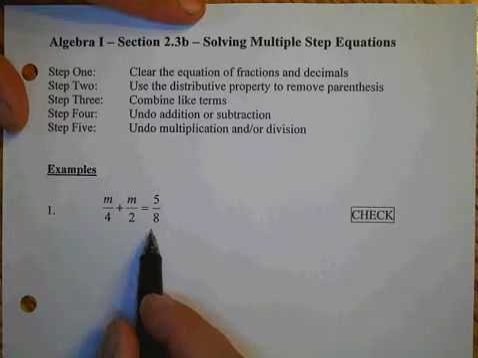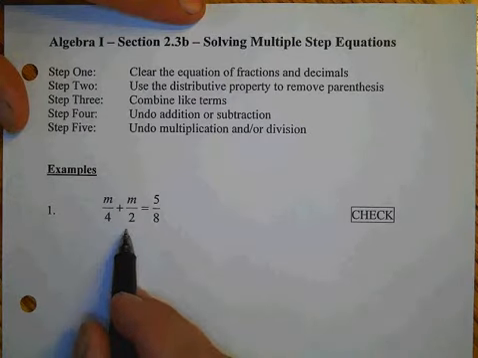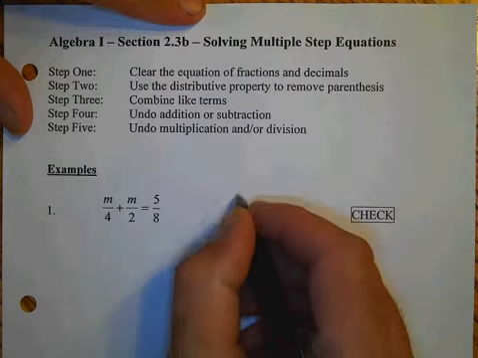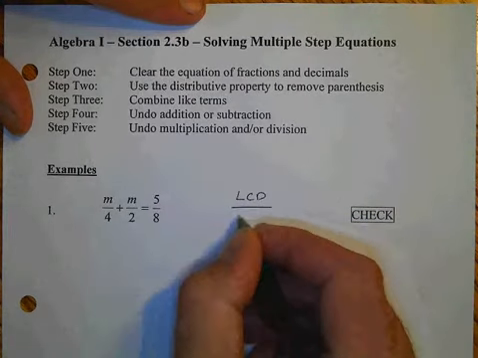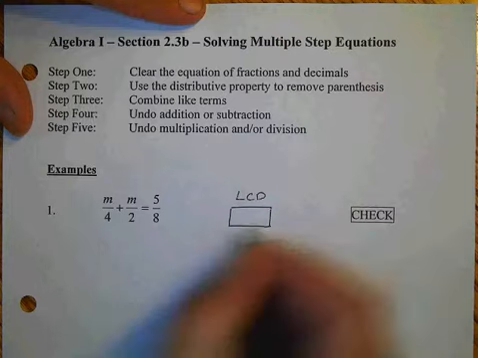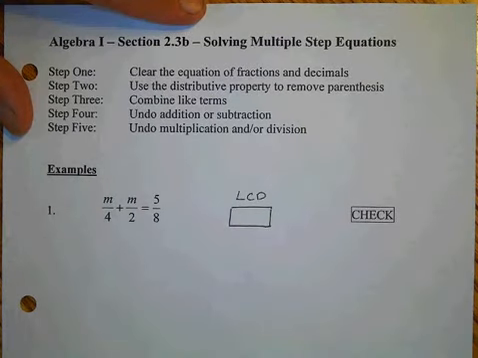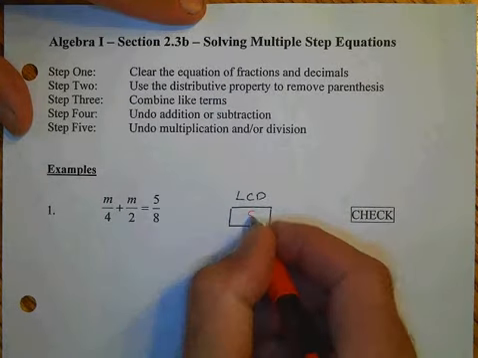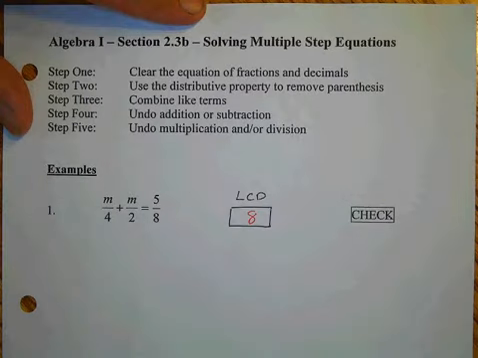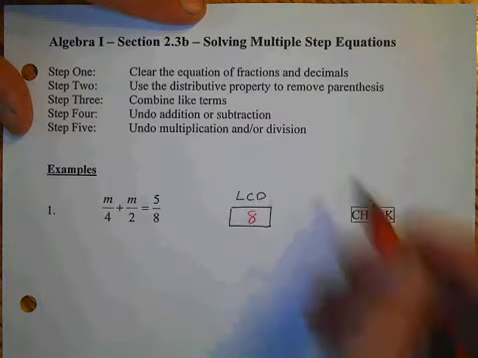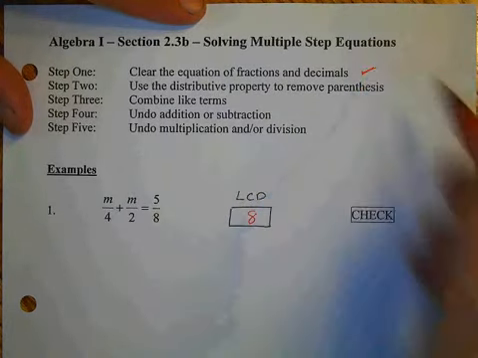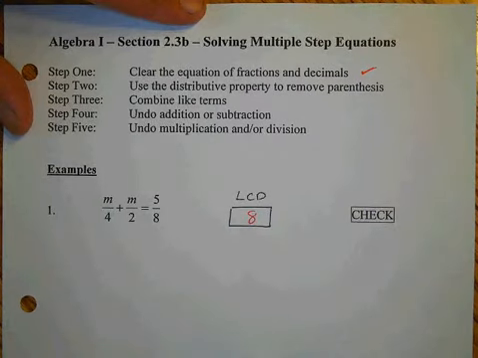Traditionally you might try to combine these fractions first and then multiply by the reciprocal, but I'd like to show you a different method. First I'd like to identify the LCD of our fractions. Between 4, 2, and 8, hopefully you can recognize that the LCD is going to be 8. Then our goal, as we have at the top here, is to clear our equation of any fractions and decimals. The way we do this is by multiplying each of our fractions by 8.